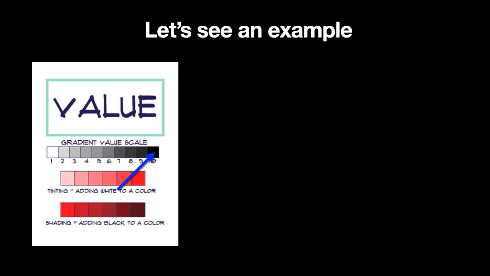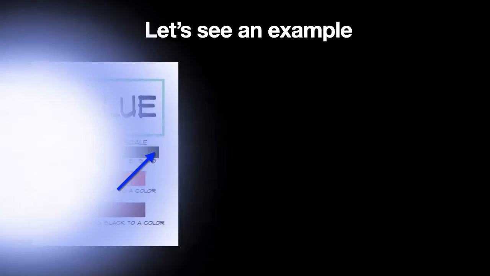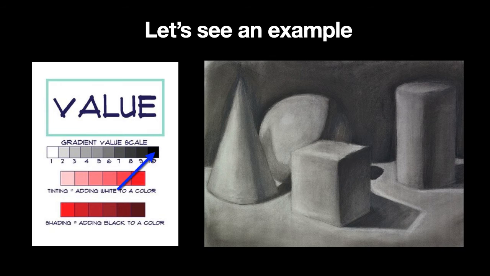Artists have been using the idea of value for a very long time to create a three-dimensional look in their artwork. Here we see some very basic three-dimensional forms, but by using a very light value, we can see where the sun or a lamp is shining on these objects. And by using a darker value, we can see where these objects have a cast shadow. So the idea of value helps us see the world in 3D. Let's see how artists use value.